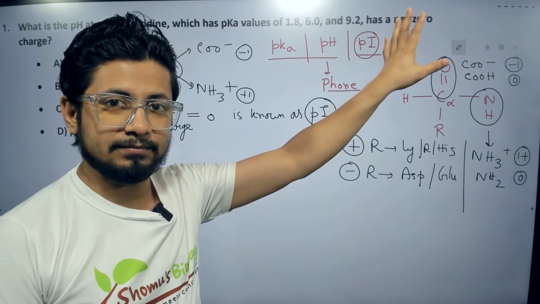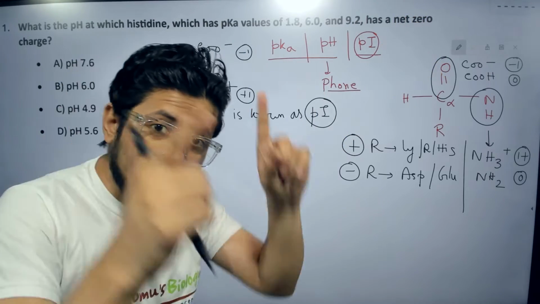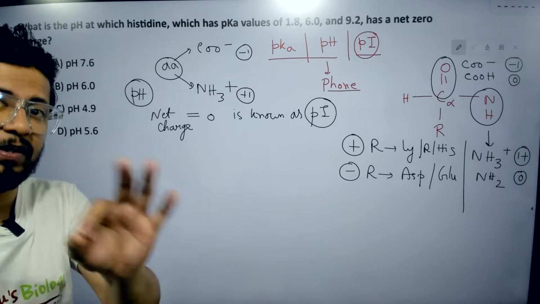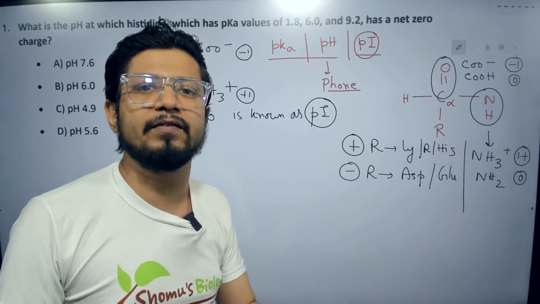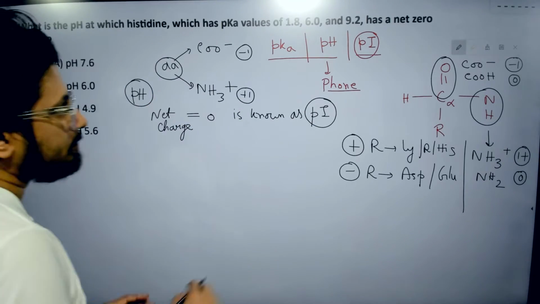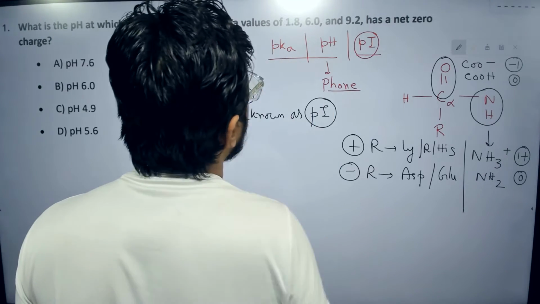That is Pi. Clear? So I am not only explaining the math, but I am also explaining the theory of Pi here. Very, very important that you get to know the theory very clearly. Now once it is clear, let's look at the relationship between pKa and pH.